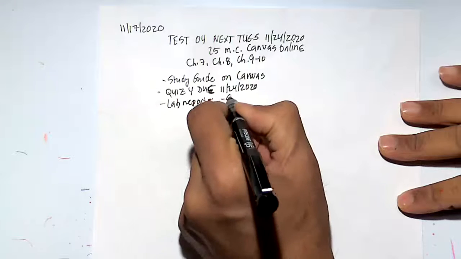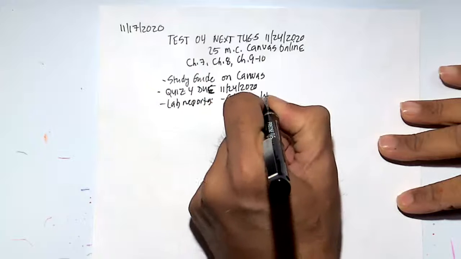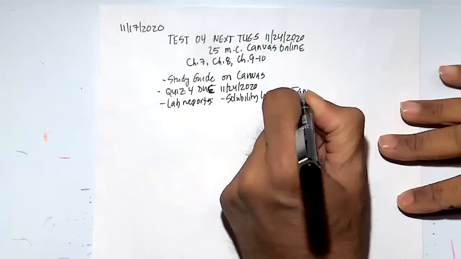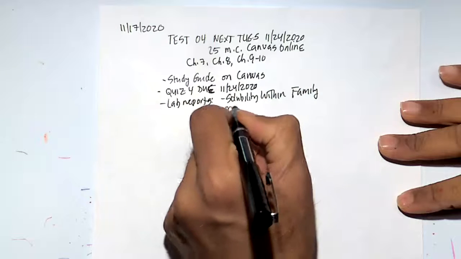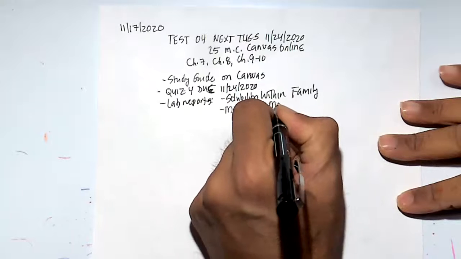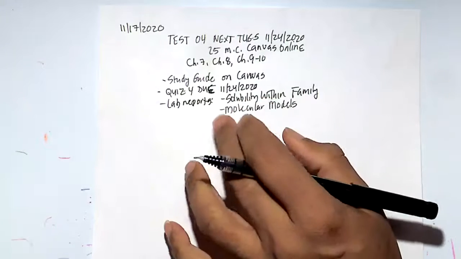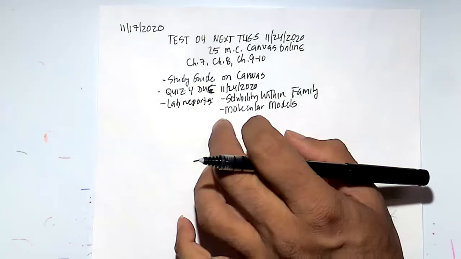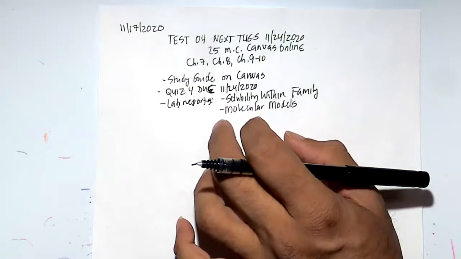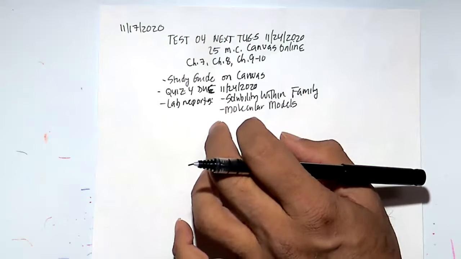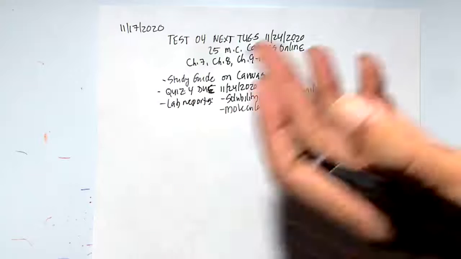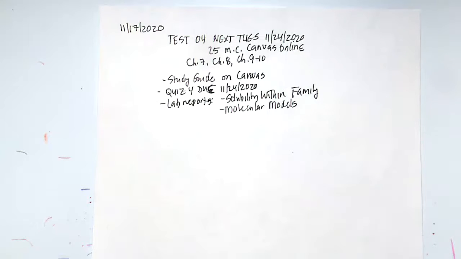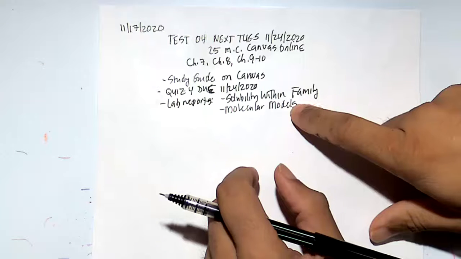The last two labs of this course are solubility within a family and molecular models. I've been receiving a couple of emails from students saying they were having issues with the software for the molecular models. You still should be able to do the lab and turn it in, and at least draw the structures, because that's the point, to make sure you draw the structures with or without the software. The software just helps you get a three-dimensional grasp of how these things look in, quote-unquote, real life.